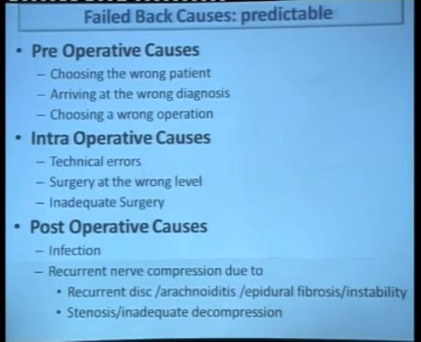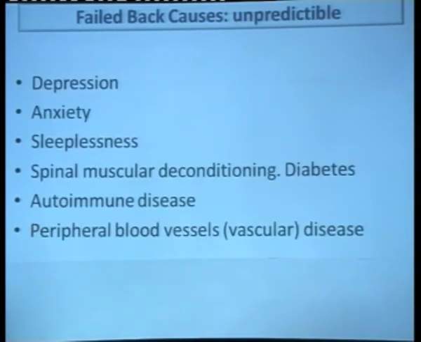So what are the causes? Choosing the wrong patient, arriving at the wrong diagnosis, choosing the wrong operation. During surgery, technical errors, surgery at the wrong level. This is also very important. Inadequate surgery. And then post-operatively, you have infection and arachnoiditis, epidural fibrosis, dural tears, etc., which are big problems to solve. This is something you have no control on.